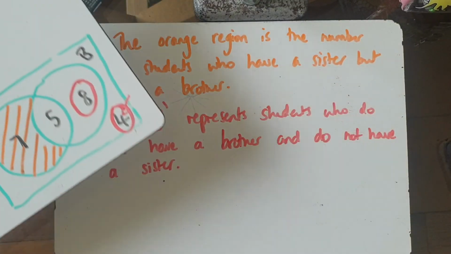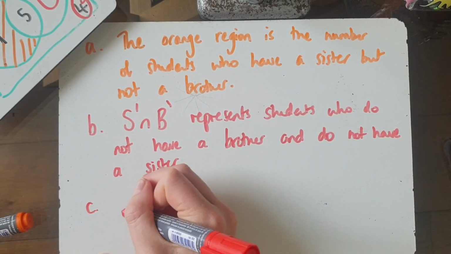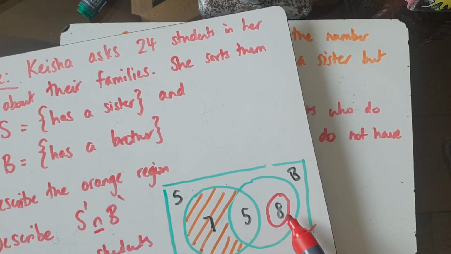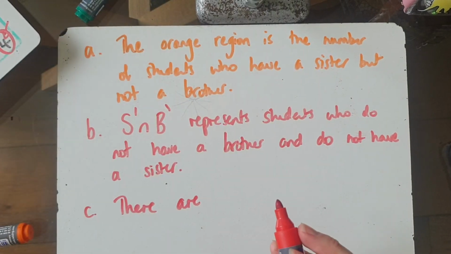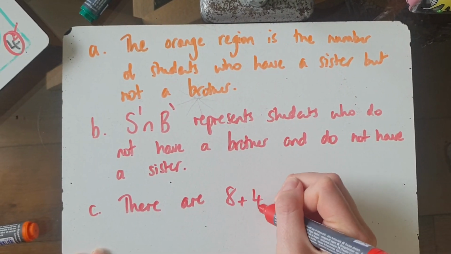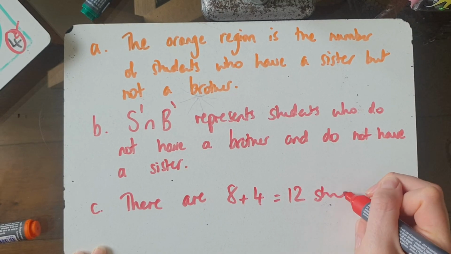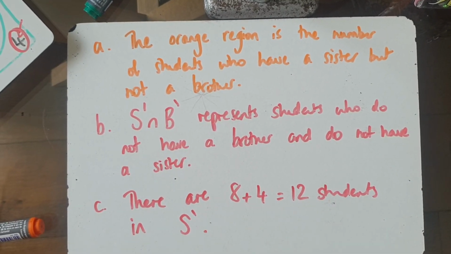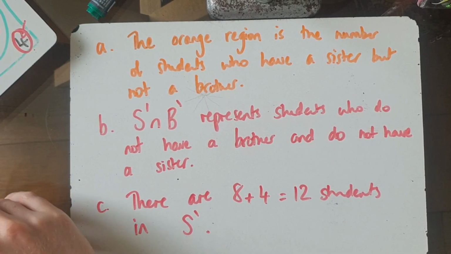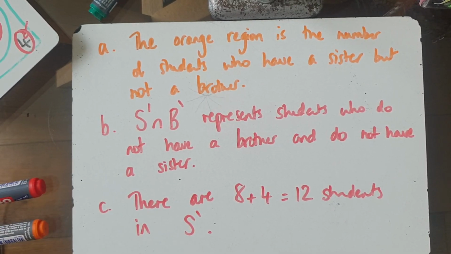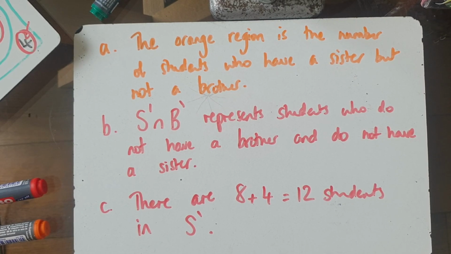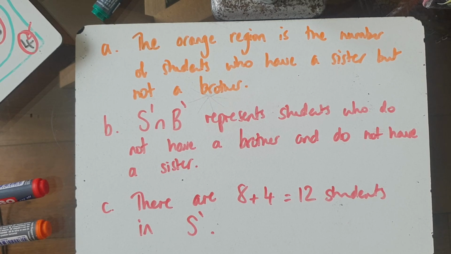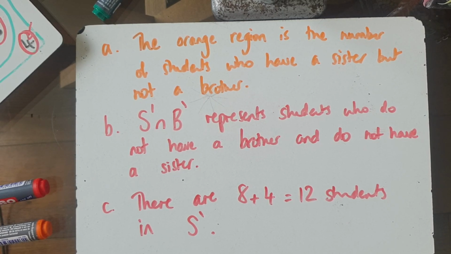So there are 8 plus 4 equals 12 students in S dash. And that's the end. So make sure you've got all of that written down. Pause the video if you need to copy it out. And that should be everything you need to do the question sheet that I've put on Show My Homework.